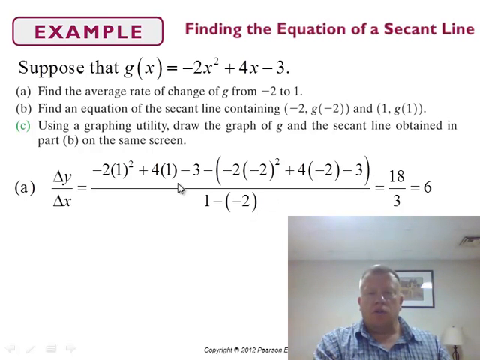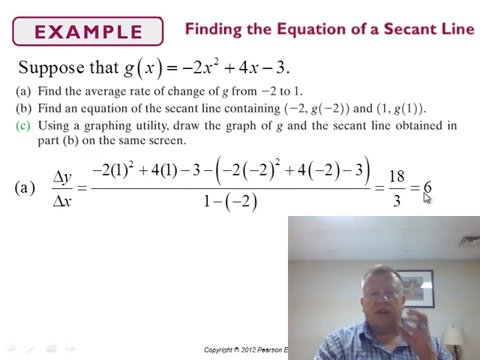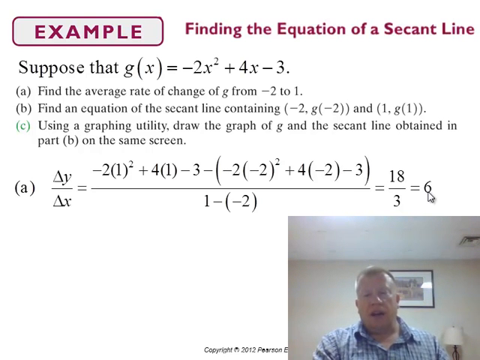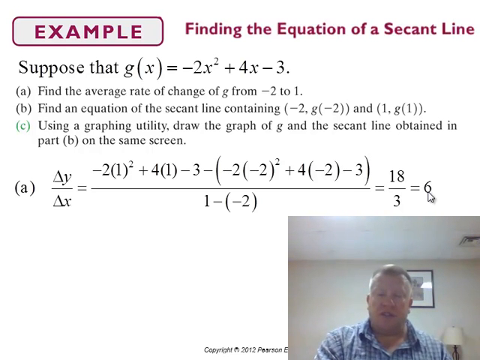Now, g of 1 minus g of -2, whatever that works out to be, that whole thing works out to be 18. Divided by 3 is 6. So that's the slope of the secant line, because that's the average rate of change. So find an equation now of the line going through those 2 points. In other words, find an equation of the secant line.